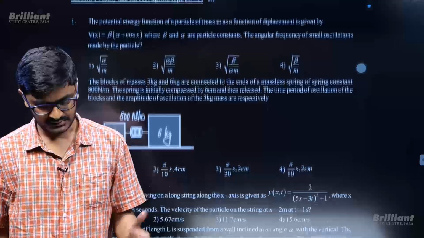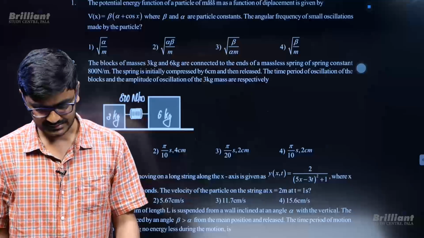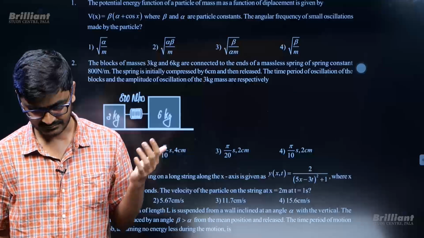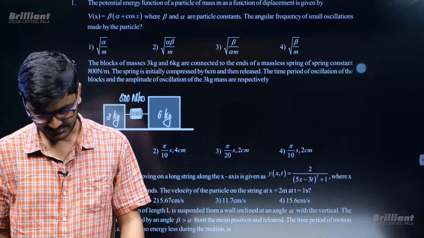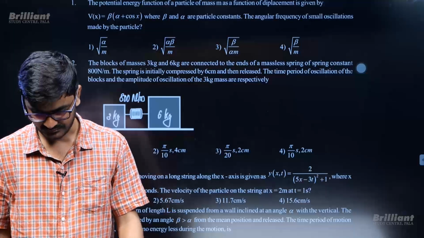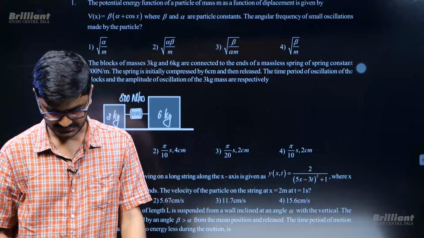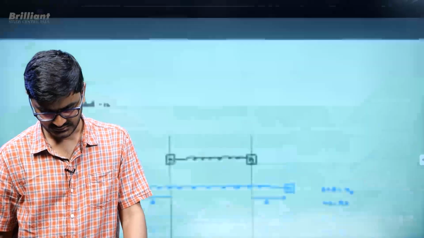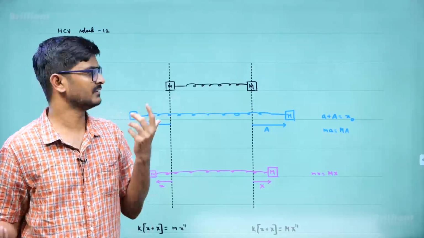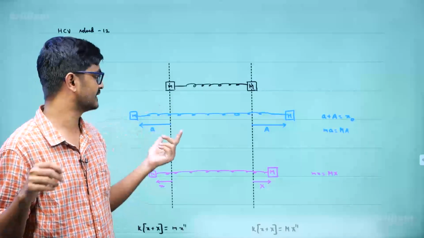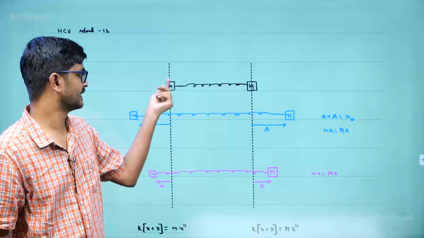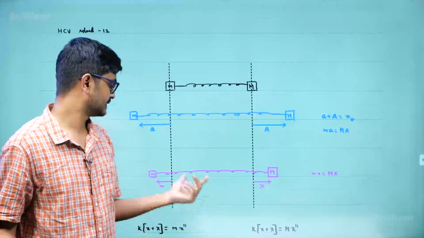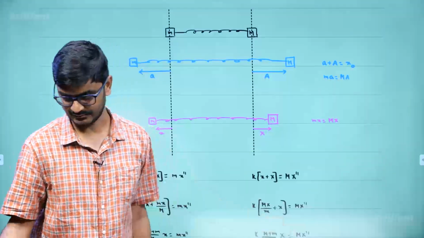The second one, the blocks of masses 3 kg, 6 kg are connected at the ends of a massless spring of spring constant 800. The spring is initially compressed by 6 centimeter and then released. Find the time period of oscillation of the blocks and the amplitude of the 3 kg mass. So all these kind of questions you'll be doing this way. Generally the easiest way of doing it is pull them in such a way that their center of mass won't be moving, like this m into this displacement equals this M into this displacement. That way you won't be moving the center of mass, right?